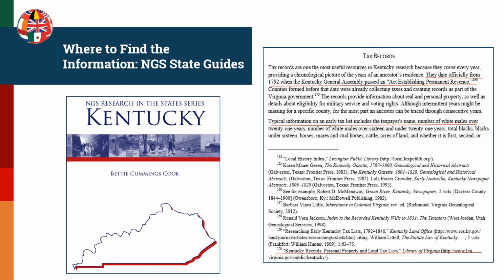Here is an example page from the NGS Research in the States Guide for Kentucky. I included this so you can see the specific and helpful information they include on the various record types. You'll notice the footnote at the bottom tells me where I can find this collection and includes a link directly to that collection.